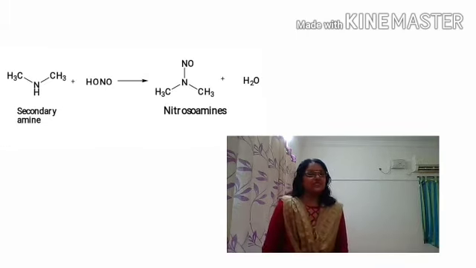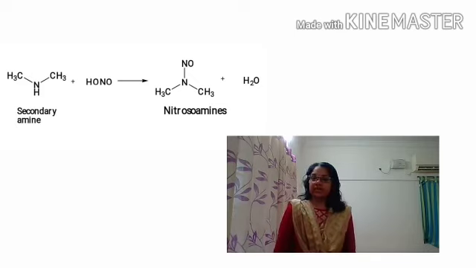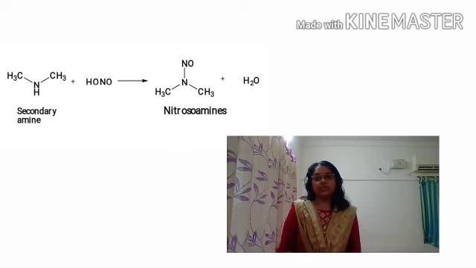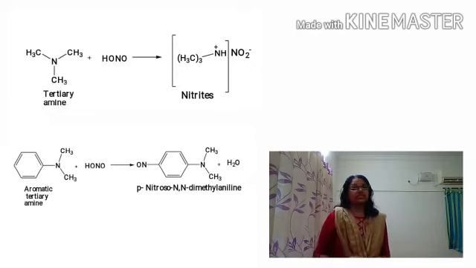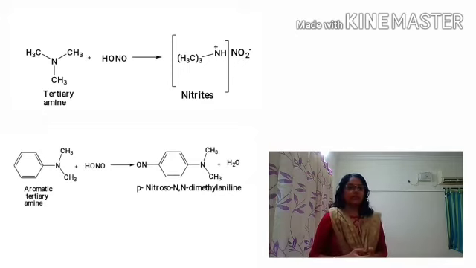So when we are considering secondary aliphatic amine or secondary aromatic amine, it reacts with nitrous acid to produce the nitrosoamines, which are insoluble in aqueous solutions and which will be separated as a yellow colored liquid. When we are considering the tertiary aromatic amine as well as tertiary aliphatic amine, it reacts with nitrous acid to give different products. That means when tertiary aliphatic amine reacts with nitrous acid, it results in the formation of a salt, that is a nitrite salt will be formed.